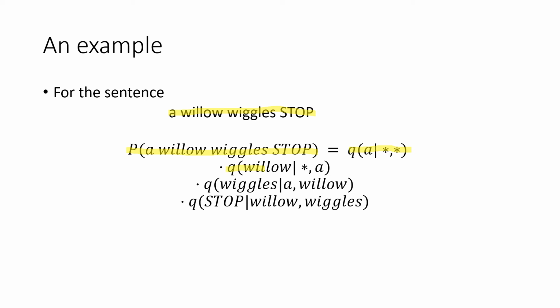Then we multiply it with the next q term, the probability of the word willow, given the star symbol and the word a, times the next q term, the probability of the word wiggles, which is conditioned on the two previous words, a and willow, and times the last symbol in our sequence, the stop symbol, which is conditioned on the two previous words, willow and wiggles.